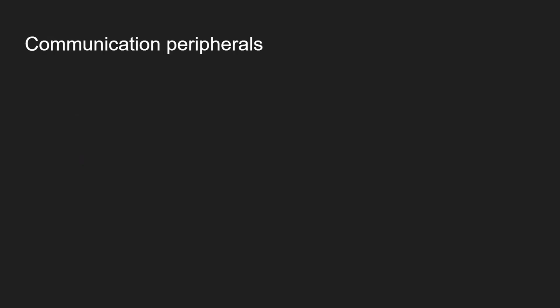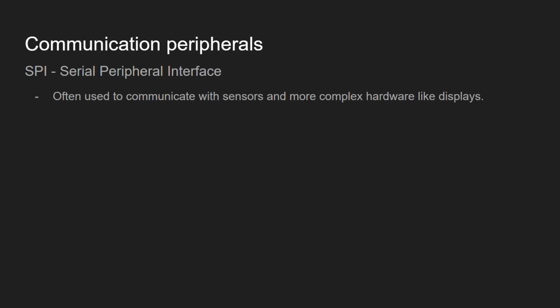So these are the communication protocols that the Arduino is capable of. Communication peripherals allow the chip to communicate to other devices, may it be other chips or your computer, for example. Serial Peripheral Interface, or SPI, is often used for short-distance communication with sensors and more complex hardware like displays. Inter-Integrated Circuit, or I2C, is often used to communicate with sensors.